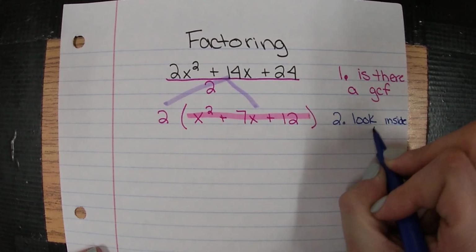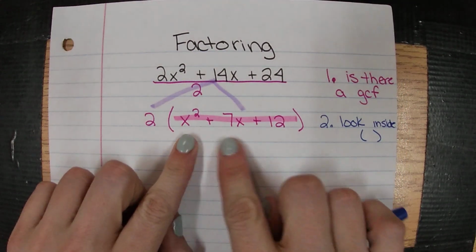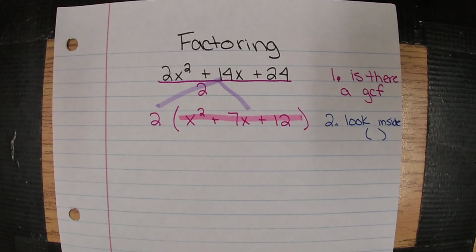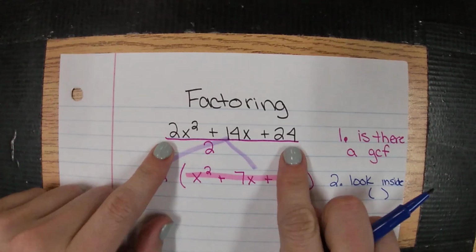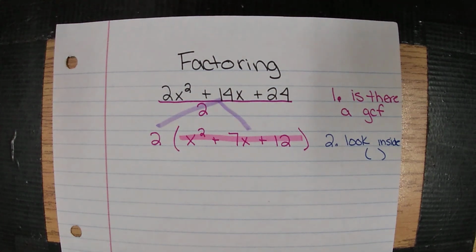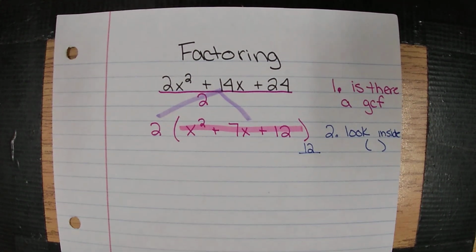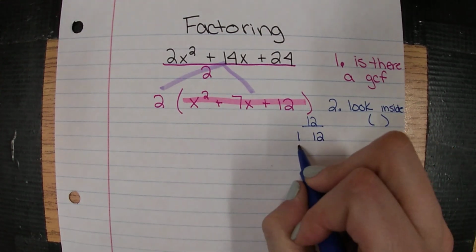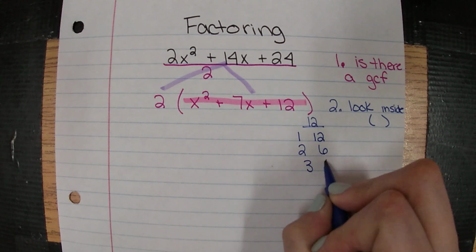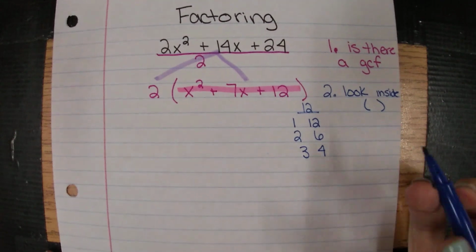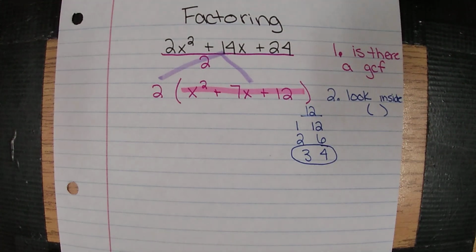Now if we look at this x squared plus 7x plus 12, that's a trinomial. And so now we can multiply a times c. But now instead of multiplying 2 times 24, which are larger numbers, we're going to be multiplying 1 times 12, which is much smaller. So we'll list our pairs: 1 times 12, 2 times 6, 3 times 4. We want our set that will add up to b. So our set that adds up to b here is 3 and 4.